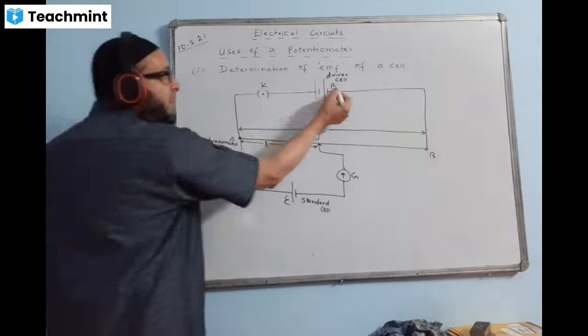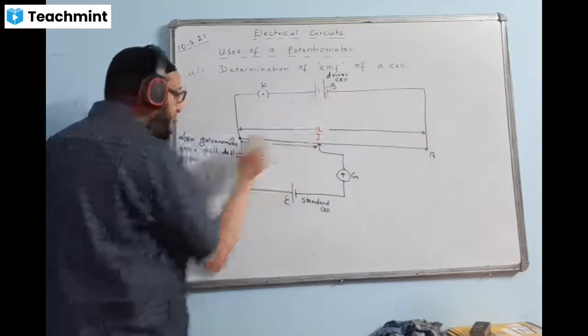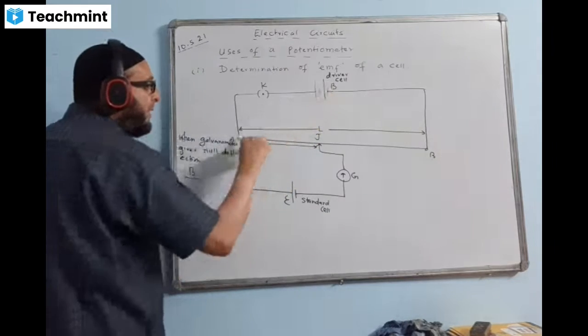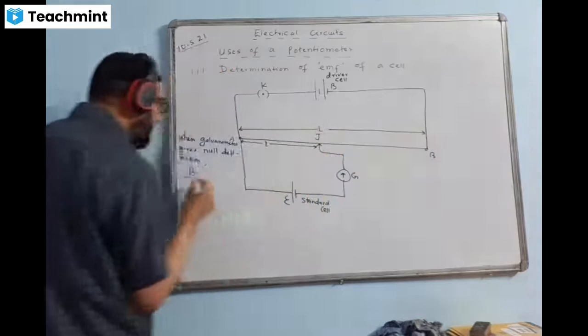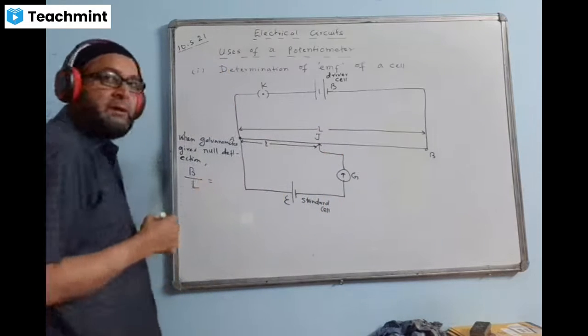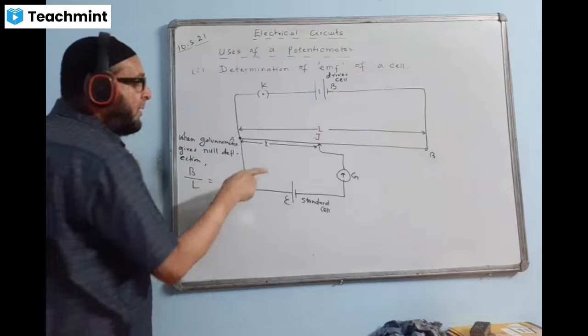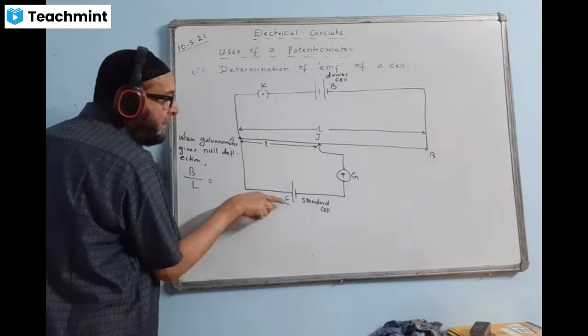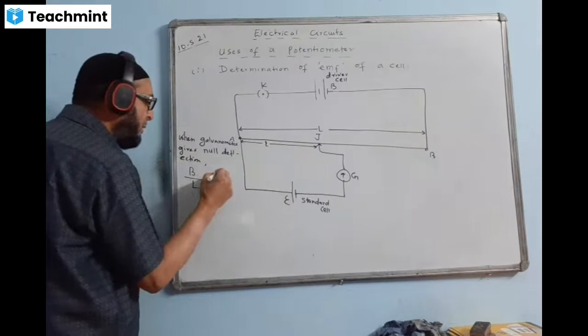I'll write the ratios. What is the voltage out here? The voltage is B. I have written it as B. What is the length? The length is capital L. So we write B by capital L. This is the potential gradient of the entire wire. And what is the potential gradient of this length of the wire? The length is small l. What is the potential gradient of that? E by l. So I'll write this value, E divided by l.